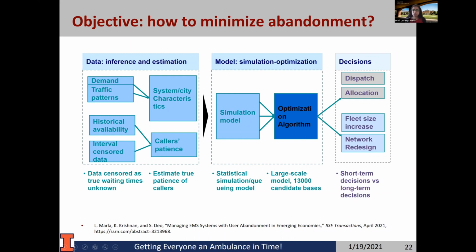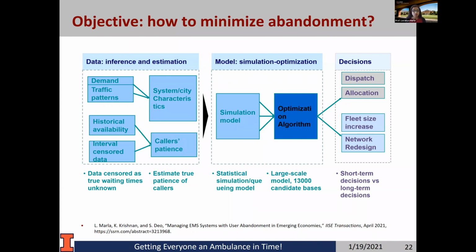This is all hidden information, which is called censored information. But if we have good statistical and historical data, we can significantly and accurately estimate how long people are willing to wait. And we estimate the true patience of these different callers. And these models are updated as data is updated in the system. And this can again be embedded within our statistical simulation or queuing based models to optimize for where to locate ambulances. Now we said, well, the current locations of ambulances, the current bases themselves might have locations so that they're not able to serve people well enough.